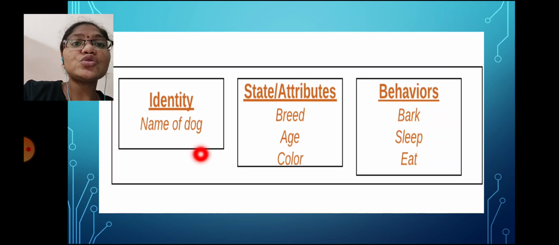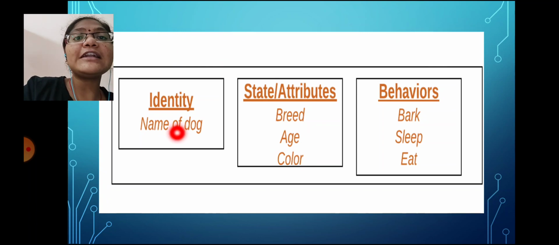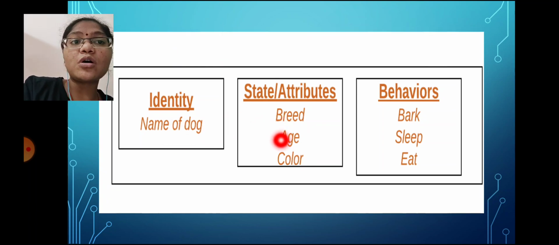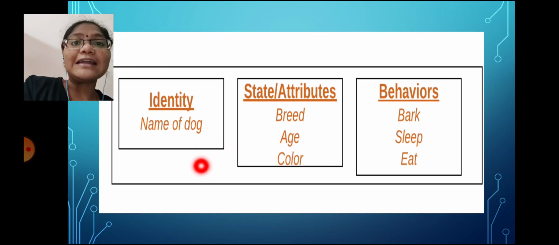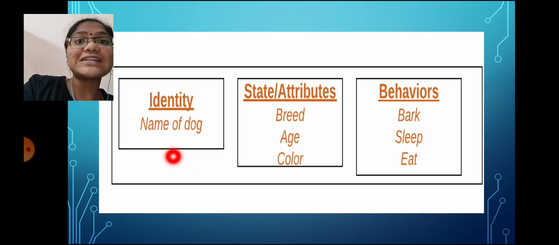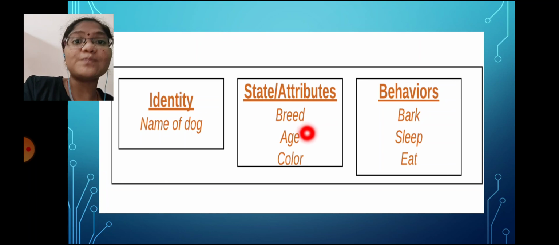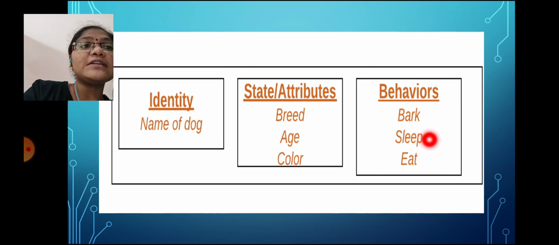Here, coming to the object, it consists of three things: state, behavior and identity. If we take a dog as an example, the identity of the object is the name of the dog. The state or attributes are breed, age and color, and its behaviors are bark, sleep, eat. These are the methods.